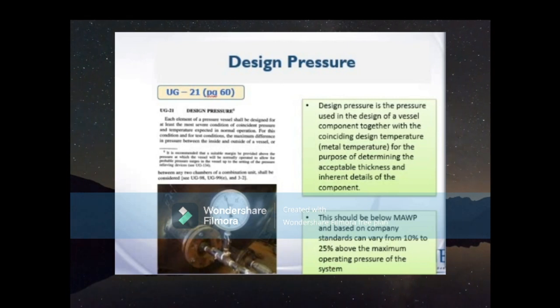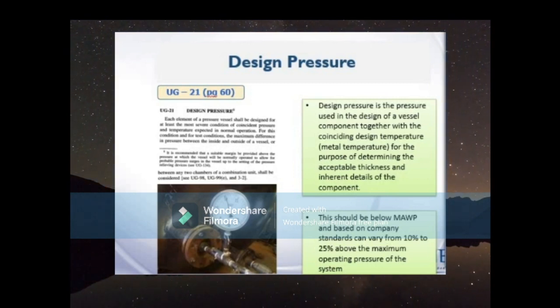Design pressure. UG-21 states that vessels must be designed for the most severe condition of coincident pressure and temperature expected in normal operation. The code also states that the maximum pressure difference between the inside and outside or between chambers of a vessel during operation and test must be considered.